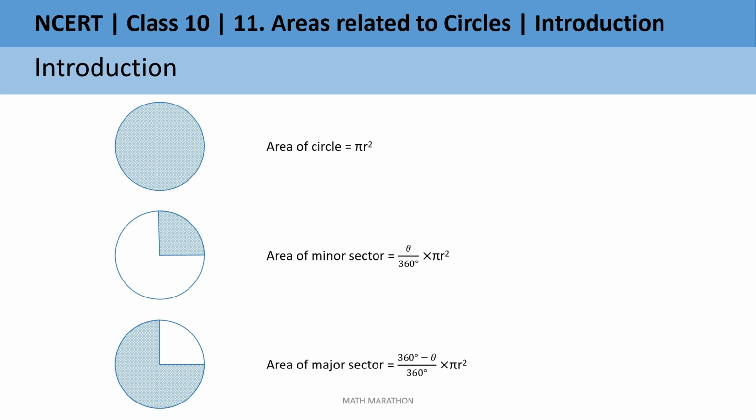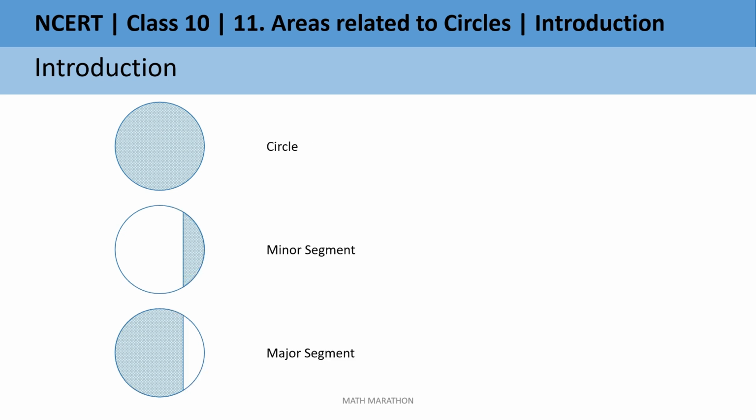Area of minor sector is theta by 360 multiplied by pi r square. Area of major sector is 360 minus theta by 360 multiplied by pi r square. Here, I have shown circle, minor segment, and a major segment.